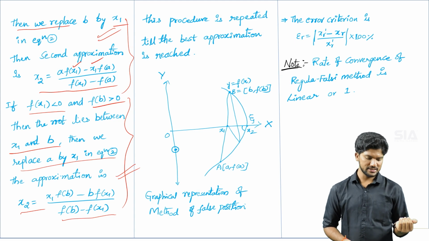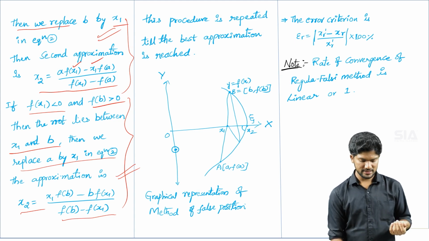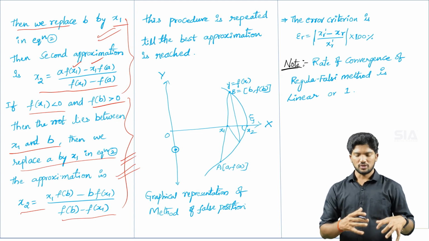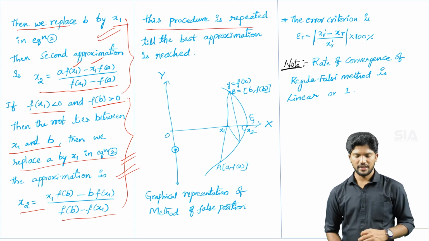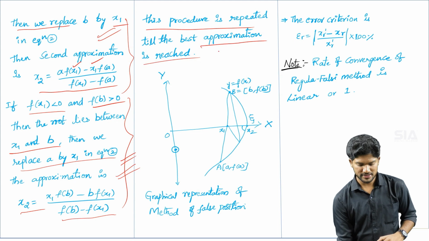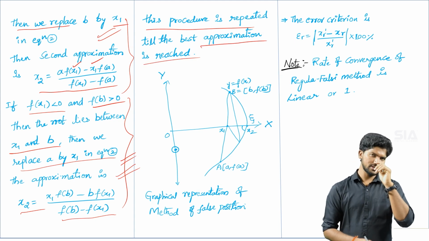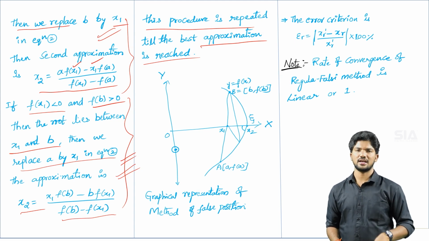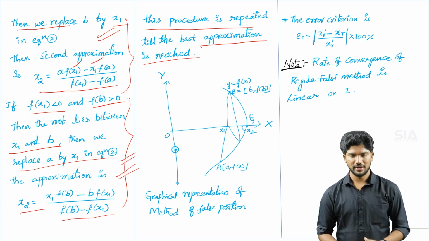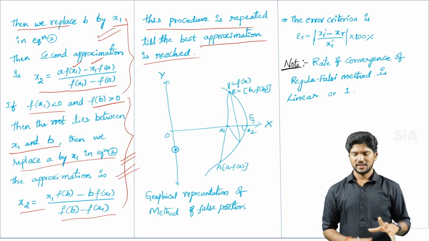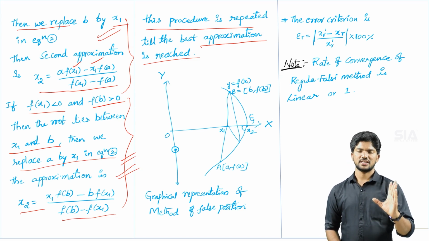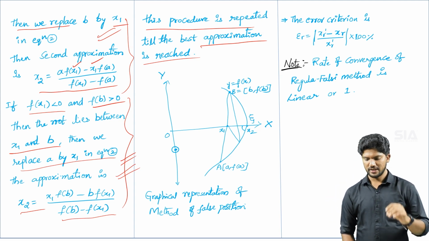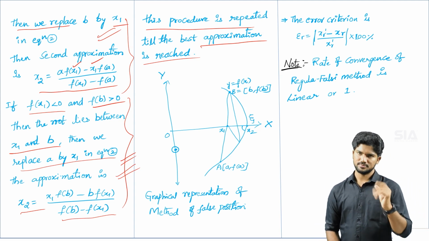If f of x1 greater than 0, you will get this one. F of x1 less than 0, you will get this one. So in this format, this procedure is repeated till the best approximation is reached. As in the bisection method, the same process is repeated here also. So we have to repeat this process until we get the approximate root. So this is the total explanation of the method of falsi position, and equation number 2 is the major equation for these approximations.